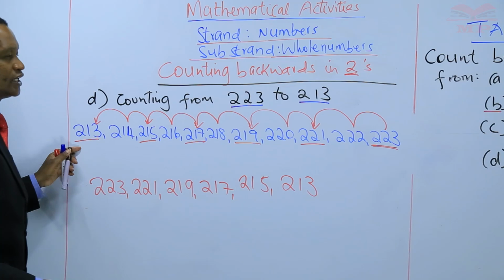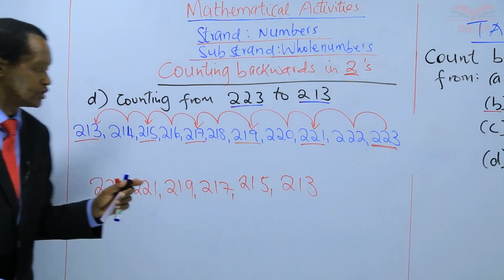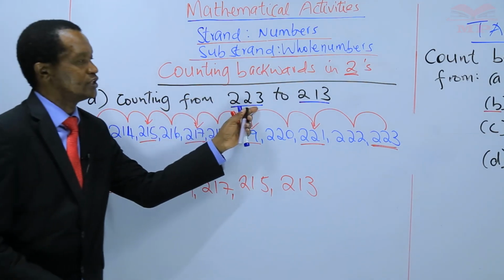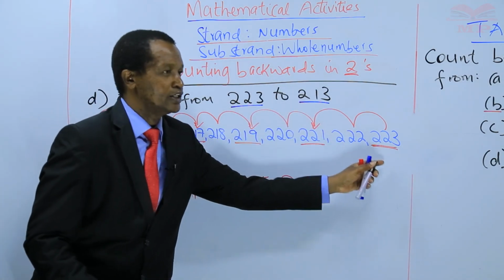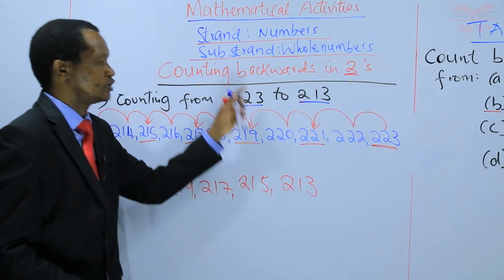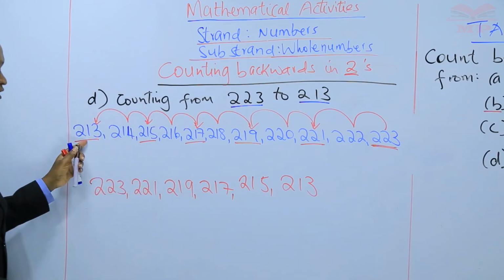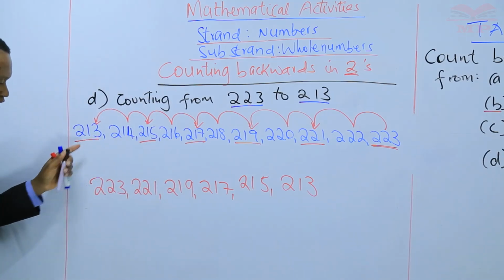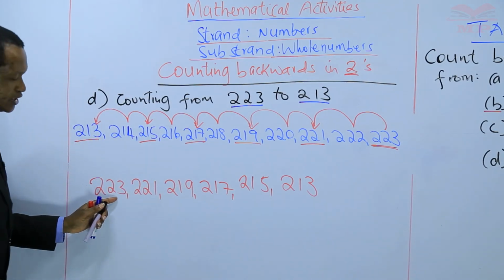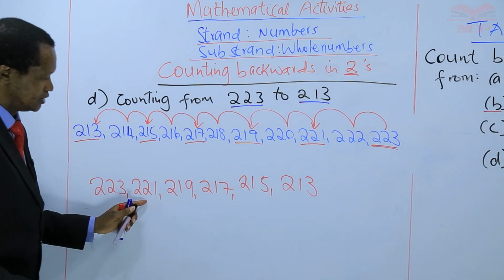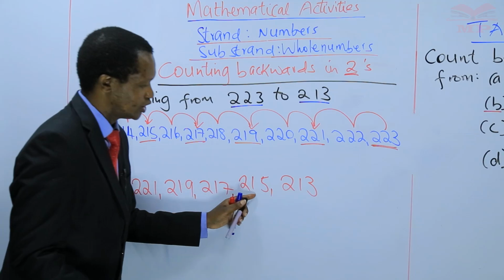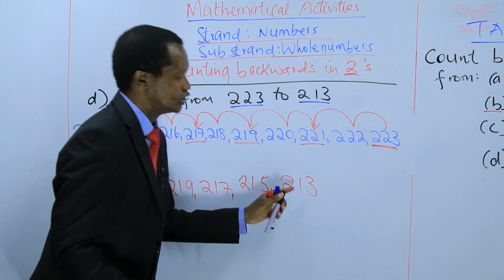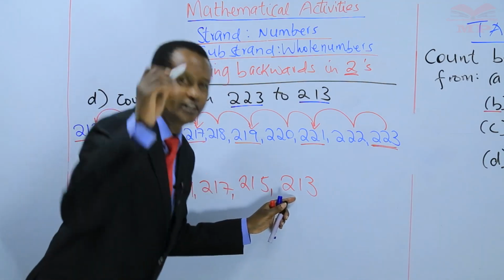We have counted backwards in twos from 223 to 213, and the answer is 223, 221, 219, 217, 215, and 213.